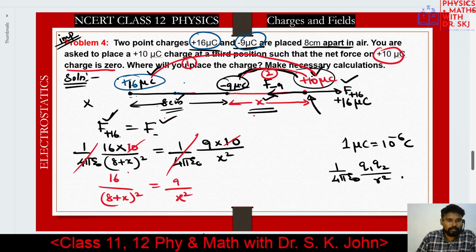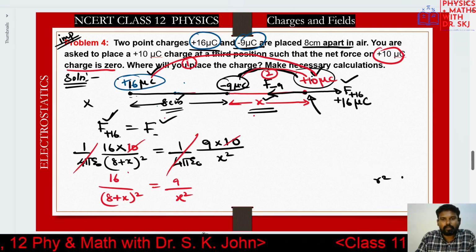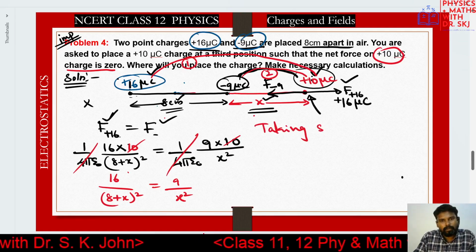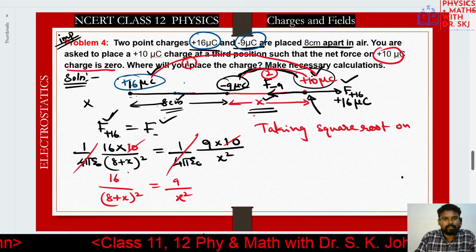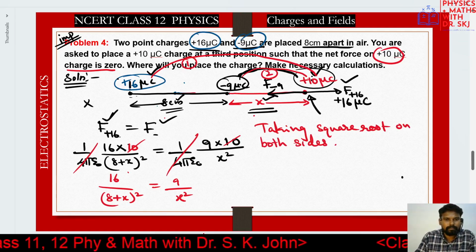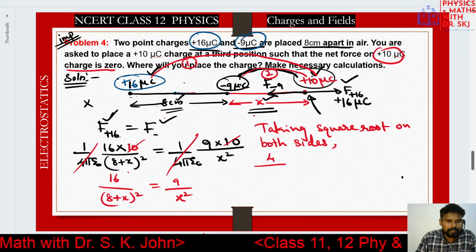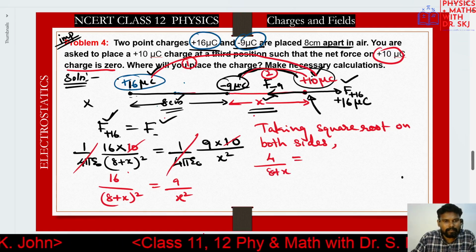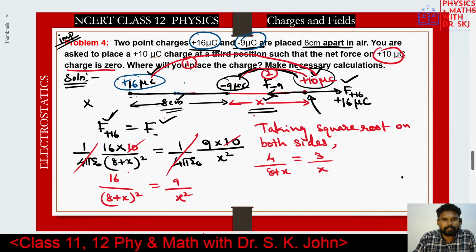This step is very important. At this step, what you have to do is take the square root on both sides. Taking square root on both sides of the equation, we will get, what is the root of 16? The root of 16 is 4. 8 plus x whole square, 8 plus x. On the right hand side, taking the root, the root of 9 is 3. X square, for x square, it is x.